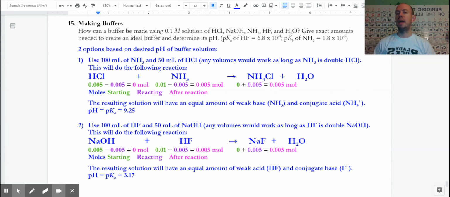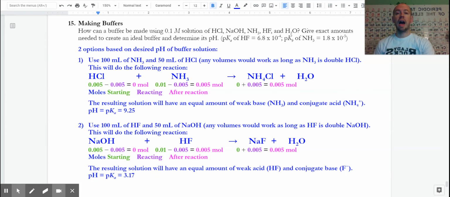So if I wanted to make a buffer out of ammonia, I would need some ammonia, but I also need, as I just said, ammonium chloride. I don't have it. How can I make it? Well, HCl has chloride in it, and if I do the reaction right, in the right mole ratio, the HCl will react with the ammonia to make ammonium chloride. So here it says use 100 milliliters of this, 50 milliliters of that. I did moles here, thinking about these as all being 0.1 molar solutions. You could also just say 150 and all of that, but I wanted to focus in terms of moles to remind us of that. And really, this works with any volume.